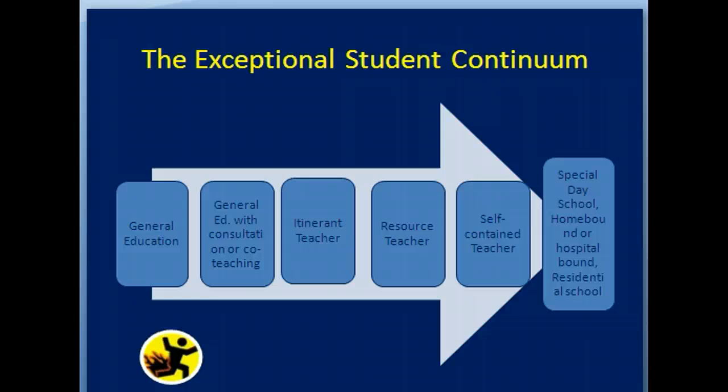If we start at the left-hand side, we are looking at services that are least intensive or require least expertise. So on the left-hand side, we have basically general education. A student might be in a regular classroom, let's say a student that has learning disabilities and is served mostly by the general education teacher. In the second box, as we move to the right of the continuum, you'll see general ed with consultation or co-teaching.